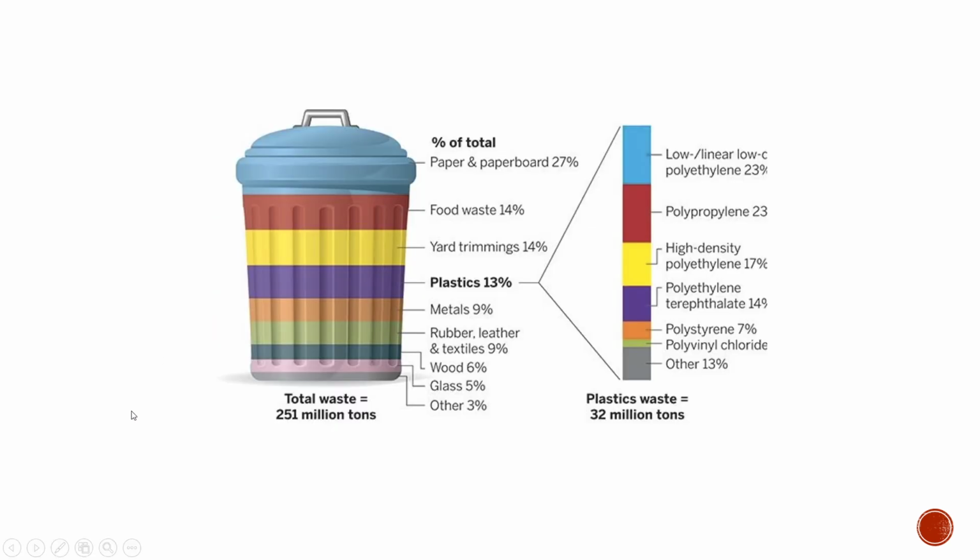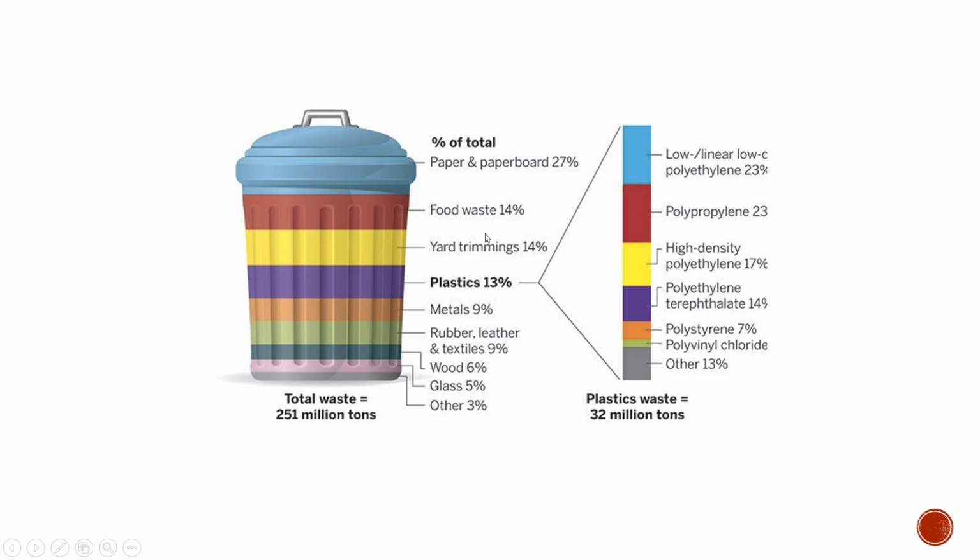So the total waste is 251 million tons, okay? That can be broken down into paper and paperboard, which is 27% of all of our waste. Food waste is 14%. Yard trimmings are 14%. Plastics are 13%. Metals are 9%. Rubber, leather, and textiles, clothing, 9%. Wood is 6%. Glass is 5%. And then other is 3%.